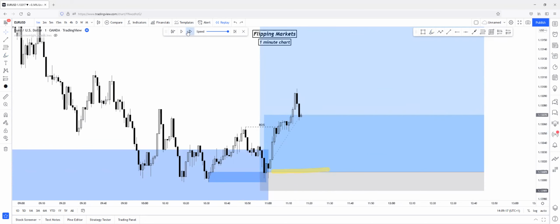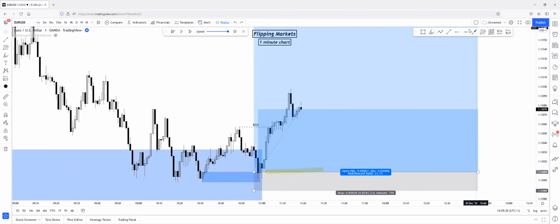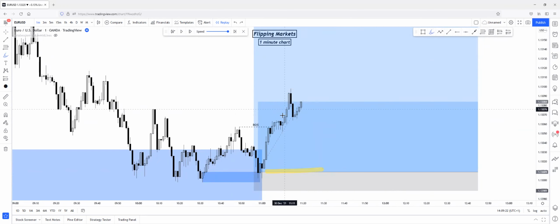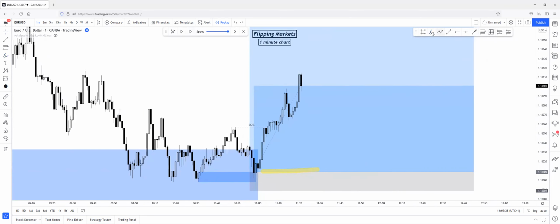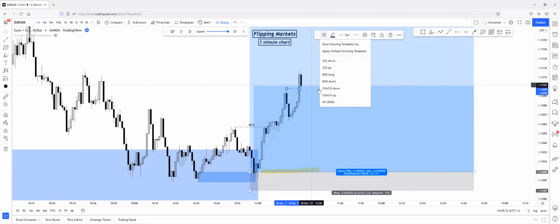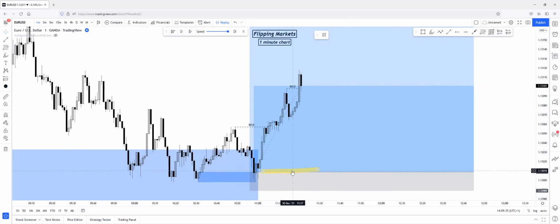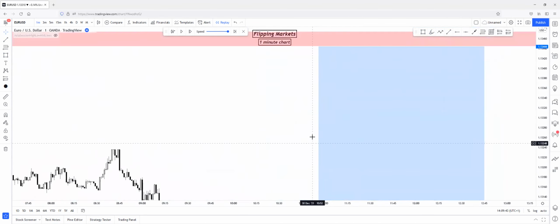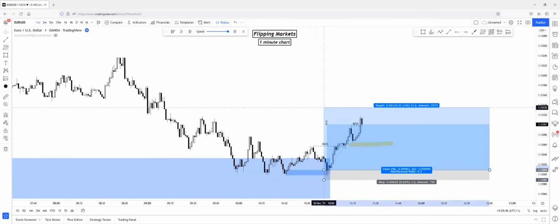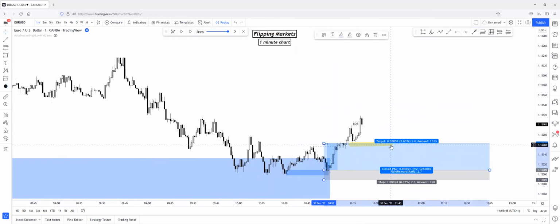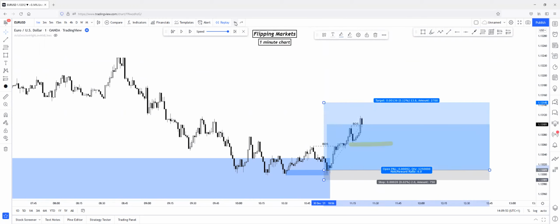Price created a pullback, reacted on the demand zone. As you can see, reaction. If this high breaks, I will put my stop loss below this level. Okay, let's see what happens. Okay, that high has been broken. As you can see, here's a break of structure to the upside. I will just mark it with BOS long. Okay, and I will place my stop loss below this level. So our stop loss is on this level. As you can see, we have locked in almost 3% profit. So 3% profit is already locked in. We can't lose that.